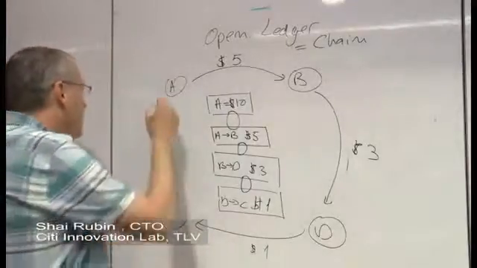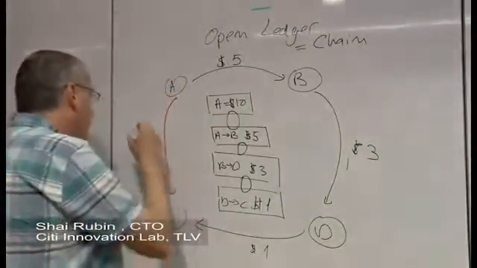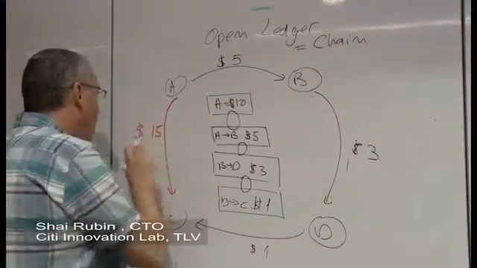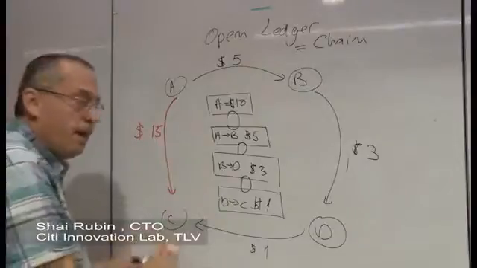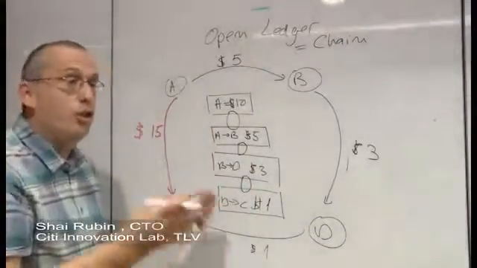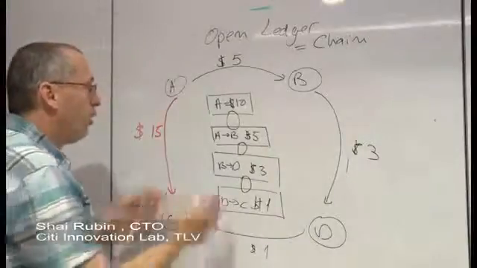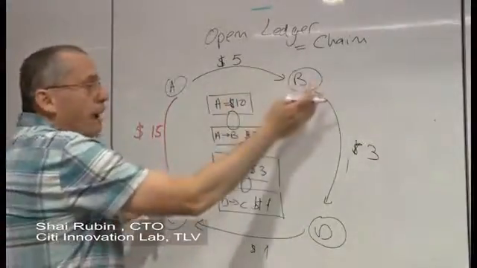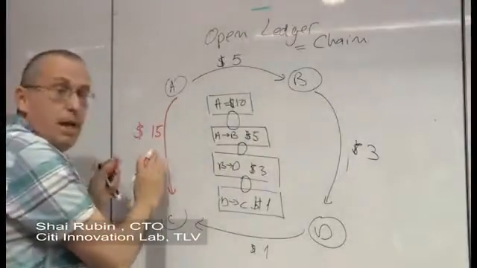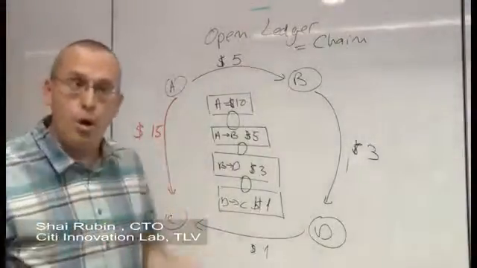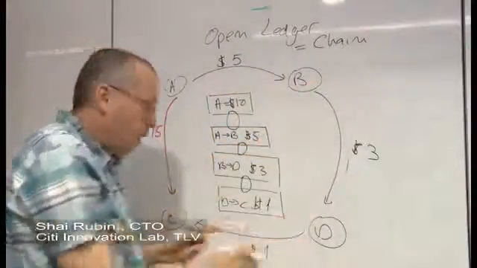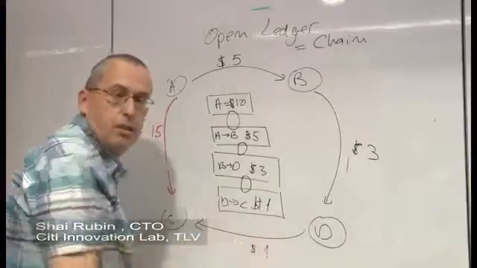For example, if A now attempts to move $15 to C, everyone on the network can immediately see that this is not a valid transaction because A started with 10, moved out to B another 5, A does not have $15 and this transaction will not be added to the open ledger. This transaction will not be part of the chain.